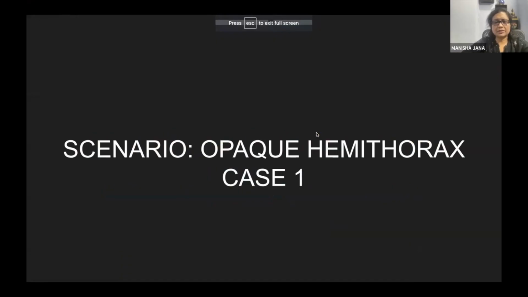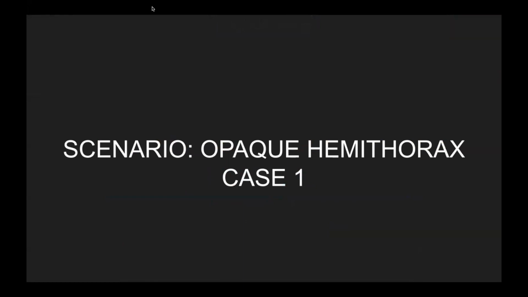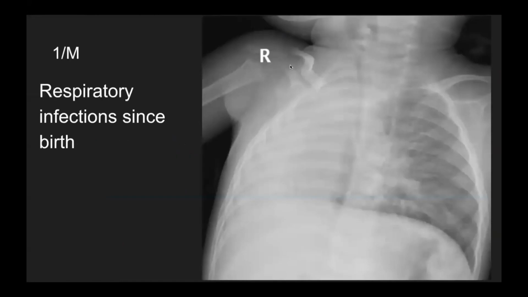Here we start. Now I'll be showing you 5 consecutive cases of opaque hemithorax. All of them started with opaque hemithorax, but the causes were very different. Let's see. So this is the first case, and he's a 1-year-old boy.